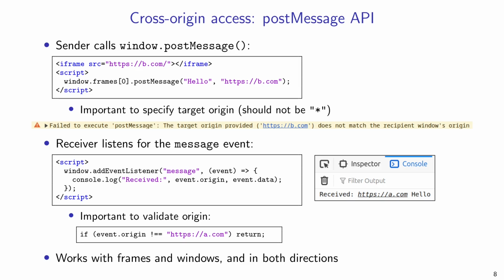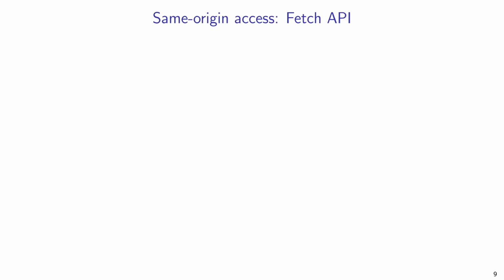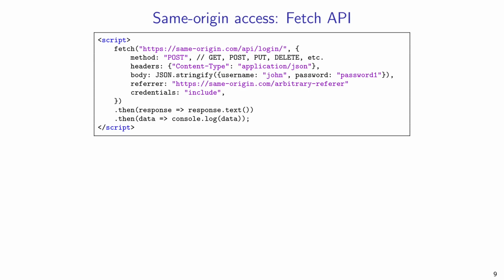Another cross-origin access method that involves sending network requests is using the JavaScript fetch API. First, let's discuss it in the context of same origin access. So, using the fetch method, we can send very advanced HTTP requests to websites on the same origin. Here is an example of such a request. With fetch, we can specify pretty much any HTTP method here. We are not limited to just GET and POST.